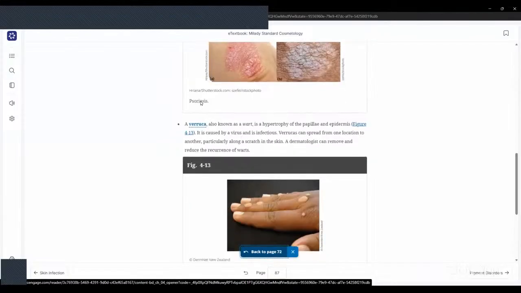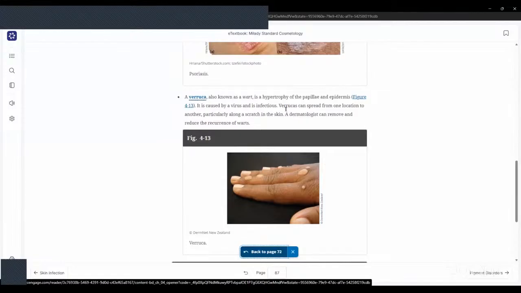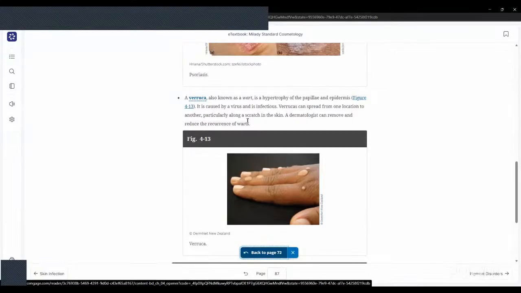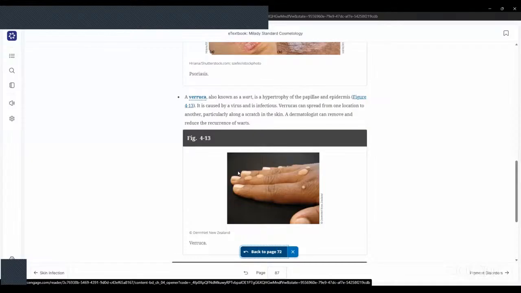Verruca. This is a hypertrophy. It can spread from one location to another. Be very careful. Also known as warts. Warts can spread from one person to another, okay?